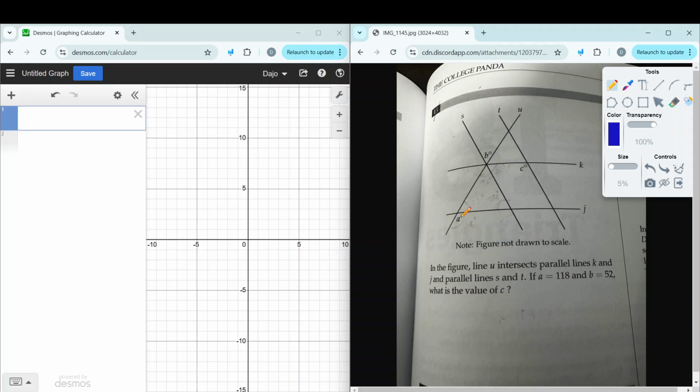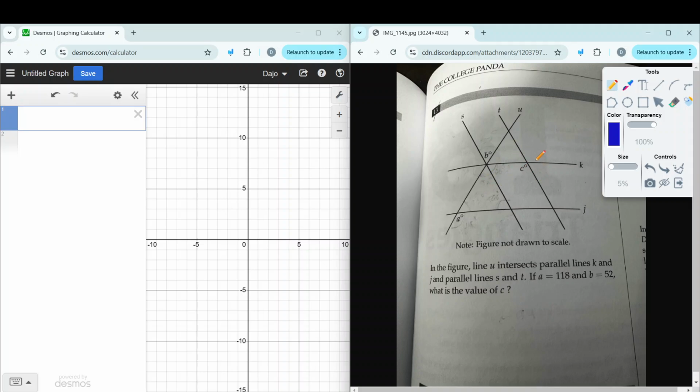But since we're given 118, from what I see, we're most likely going to be using corresponding angles, alternate interior, alternate exterior, or same side interior, because when you're dealing with parallel lines, these are the normal postulates slash theorems you're working with.